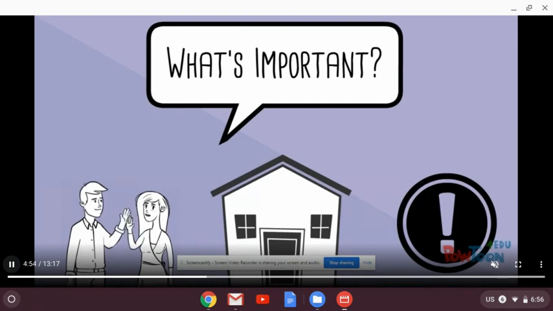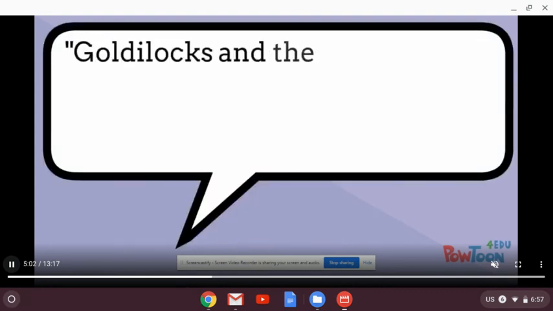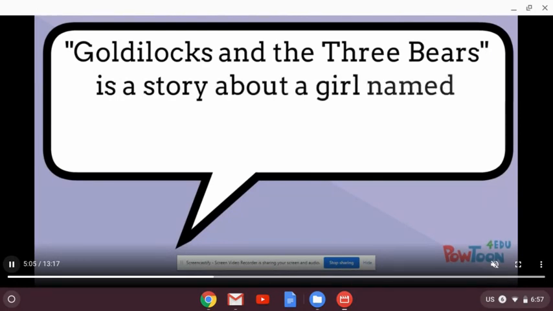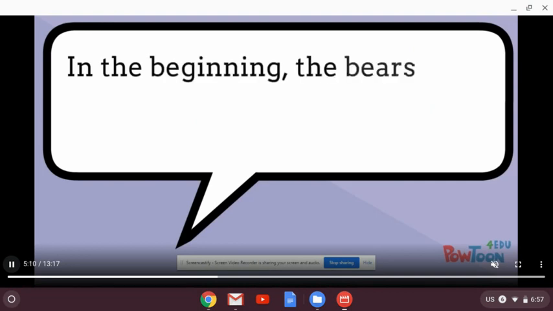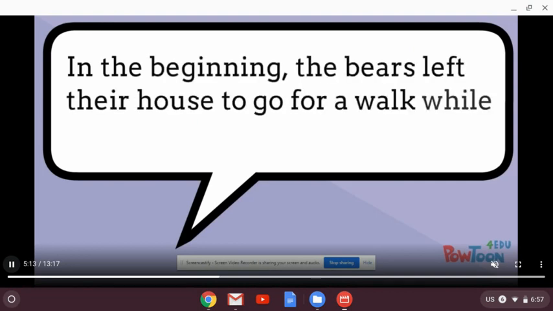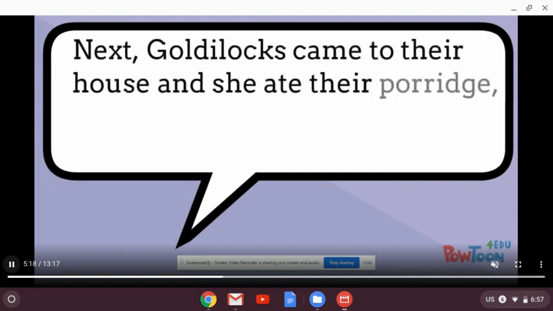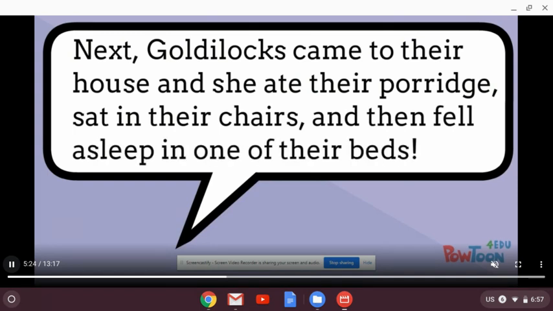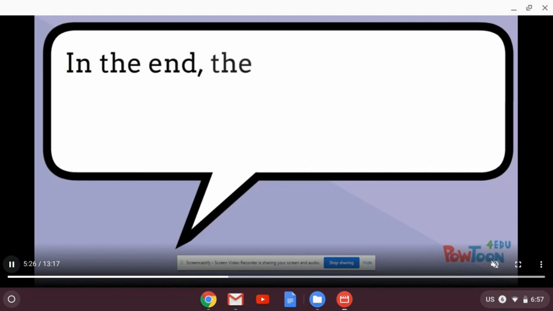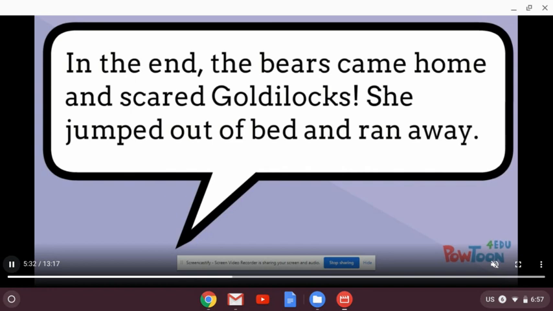in the story. Have you heard the story Goldilocks and the Three Bears? I'm going to retell it to you. Goldilocks and the Three Bears is a story about a girl named Goldilocks who goes for a walk in the forest. In the beginning, the bears left their house to go for a walk while their porridge cooled. Next, Goldilocks came to their house, and she ate their porridge, sat in their chairs, and then fell asleep in one of their beds. In the end, the bears came home and scared Goldilocks. She jumped out of bed and ran away.